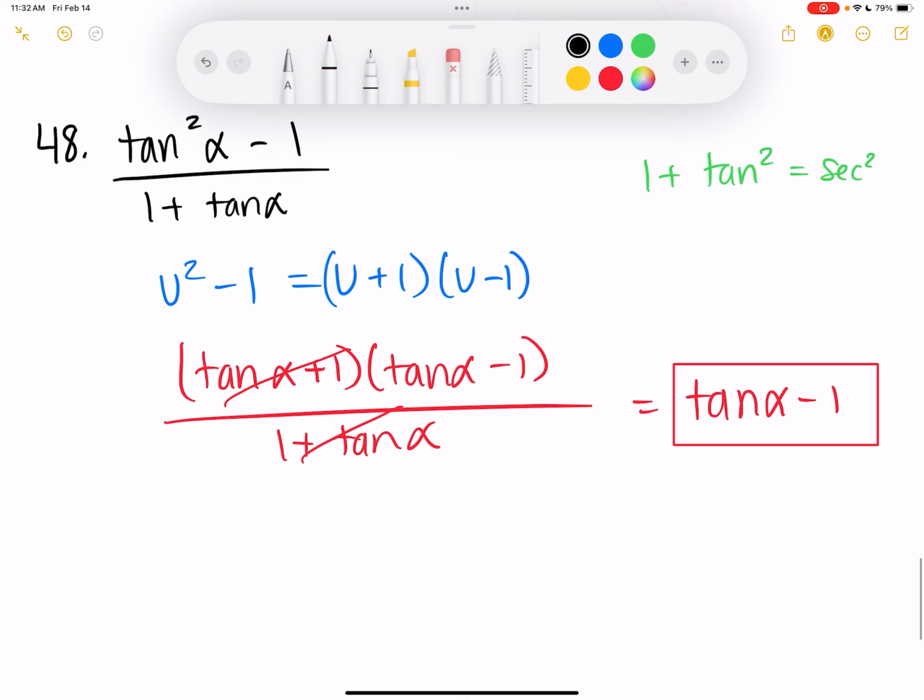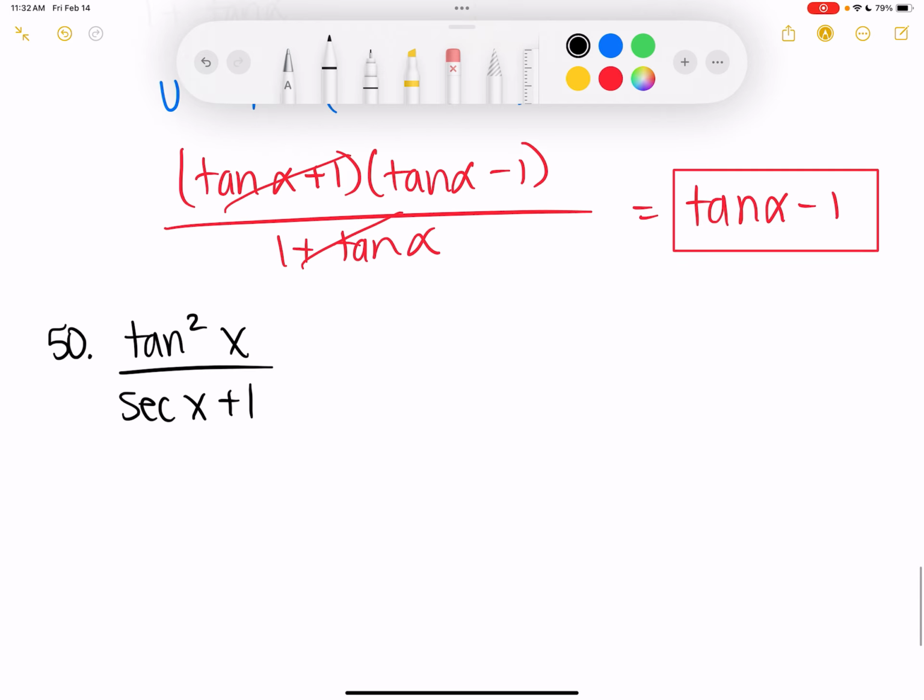All right, one more that's a little bit different, but same kind of process. Tangent squared of x over secant of x plus 1. So at the moment, I don't really see any way I can factor this, and there's nothing I can cancel, but I know that this isn't as simple as possible because otherwise they wouldn't be giving me this problem. So, is there something that I can rewrite maybe?